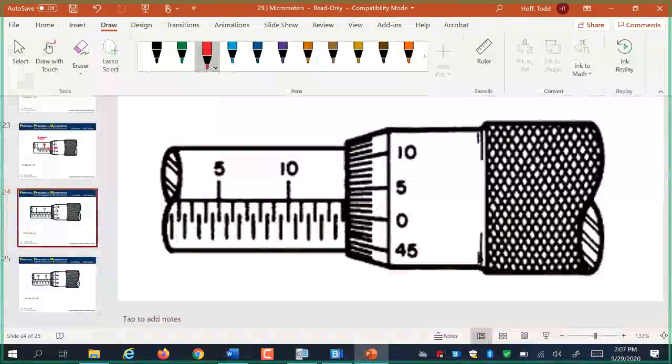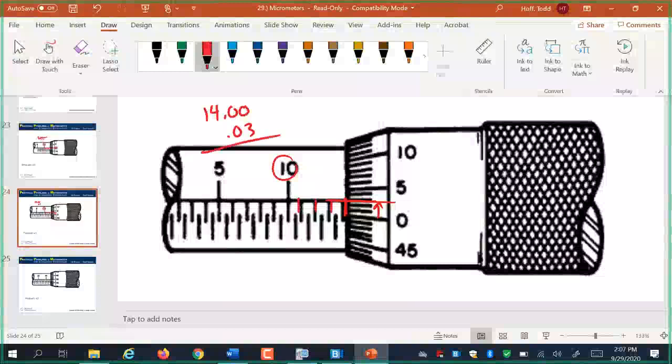This one is back to millimeters. 10, 11, 12, 13, 14. We are just past 0, so we just passed the 14. And what lines up here is 3. That is 0.03, so that's 14.03 millimeters.